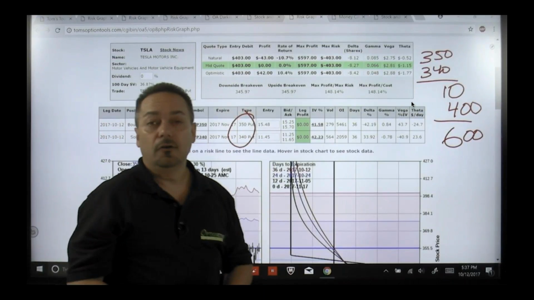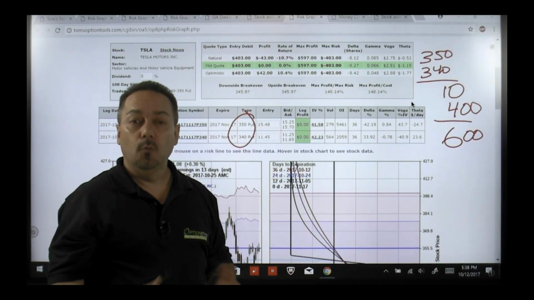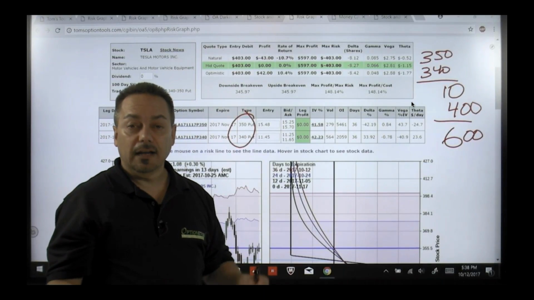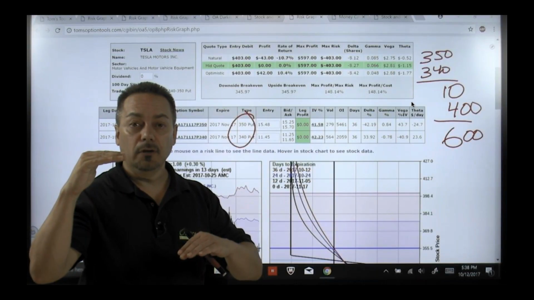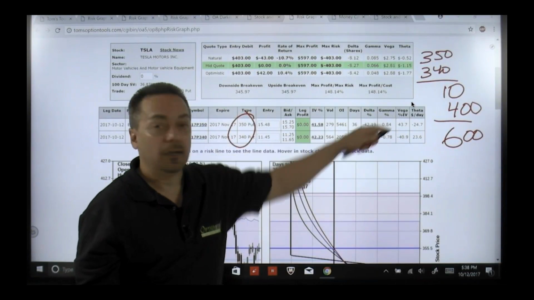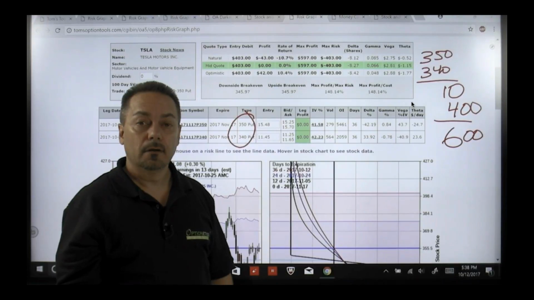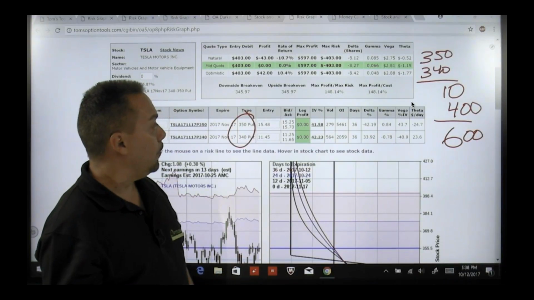So the spread's risk is going to be what you pay for the spread. The reward you calculate by looking at the distance between what you bought and what you sold and subtract out what you paid for the spread. Okay? So that's an example of a spread trade.